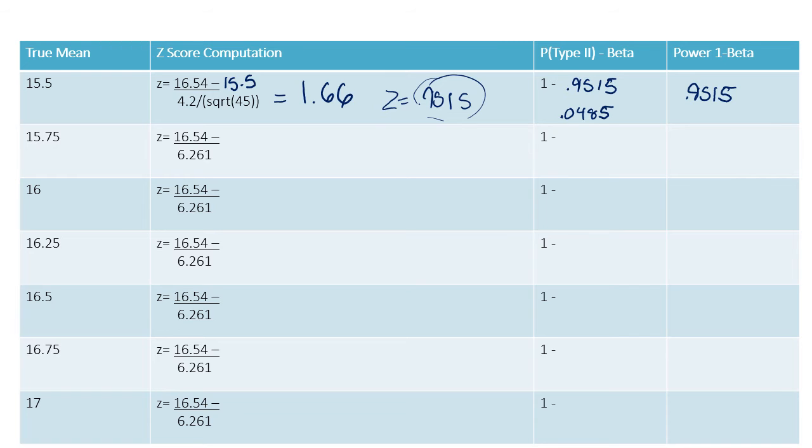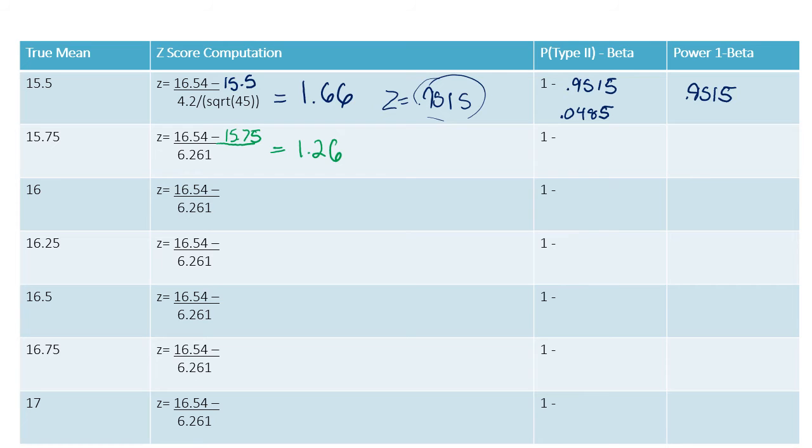Now for the rest of the video, we're just going to go through the table and do each calculation. So if we have a true population mean of 15.75, that's our next one. Let's look at that. We take our x bar, 16.54, and subtract away our true mean of 15.75. Divide it by 4.2 divided by the square root of 45, or 6.261. That gives us a z-score of 1.26.